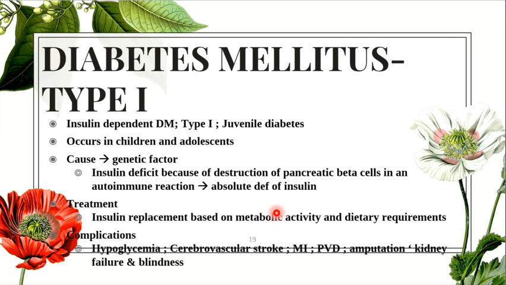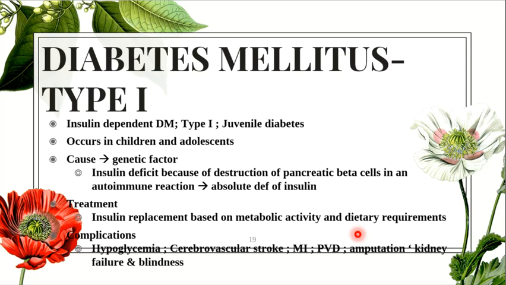Cause can be a genetic factor. Insulin deficient because of destruction of pancreatic beta cells in an autoimmune reaction, and there is an absolute deficiency of insulin. Okay, as I said, it's a genetic factor. Treatment is insulin replacement based on the metabolic activity and dietary requirements. Now, depending on how much work the patient can do and how much the individual eats, accordingly the insulin is given to the affected individual.